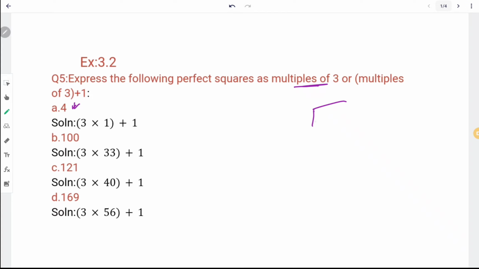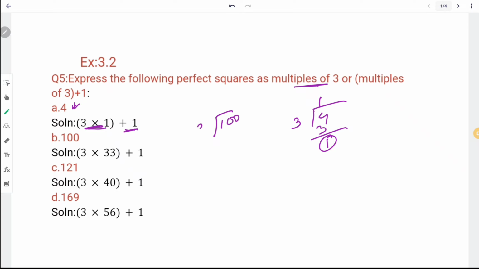So we have 4 here. If I divide by 3, 3 ones are 3, remainder 1. You will see that we have a remainder 1 here, so you just have to add that. So what did we do? 3 into 1 plus 1. 3 ones are 3 plus 1, we get back 4. So that's how we have to do it. Multiples of 3 plus 1.